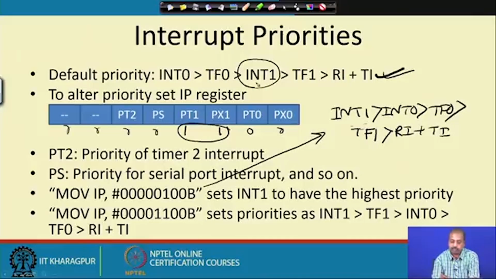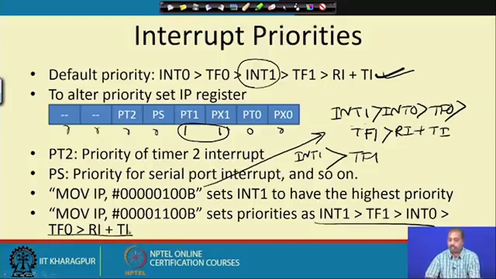As a result, if you set it like this, then INT1 will have the highest priority, followed by TF1, and then that will be followed by the rest of the interrupts in the same order. So, INT0, TF0, then RI plus TI. They are the remaining interrupts, and they will follow in the previous order. The only thing is that these two interrupts will have priorities higher than the others.